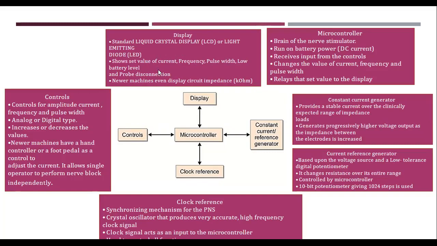It shows set values of current, frequency, pulse width, low battery level, and probe disconnection. Newer machines even display circuit impedance in kilo ohms. The microcontroller is the brain of the nerve stimulator. It runs on battery power, DC current, and receives input from the controls, changes the value of current, frequency, and pulse width, and relays the set value to the display.